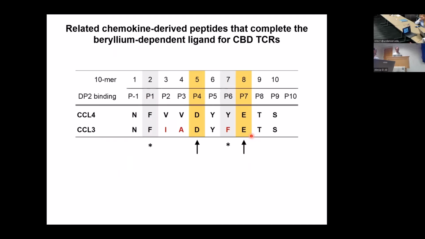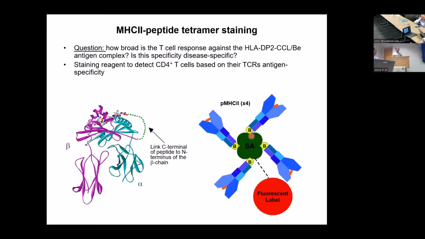So we've identified that in those 6 patients that we studied, and we wanted to ask the question, how broad is that T cell response? To do this, we used an MHC class 2 tetramer, shown here as a cartoon on the right. It's basically that DP2 molecule made as a soluble version, and then the chemokine peptides are covalently attached to the N-terminus of the beta chain.